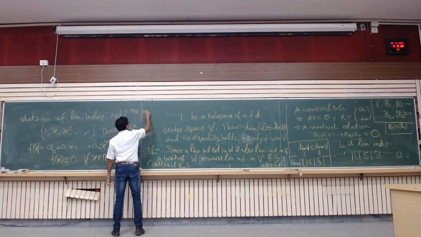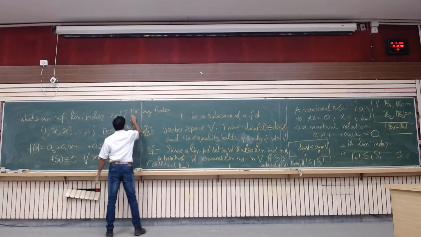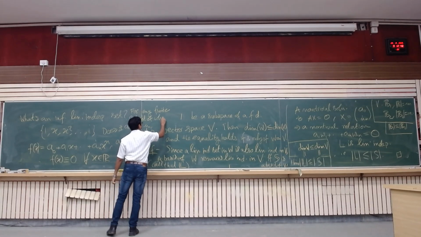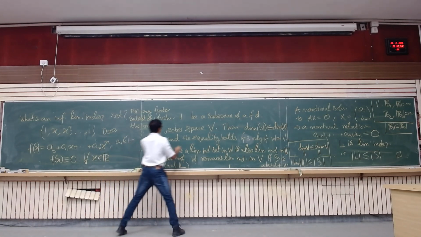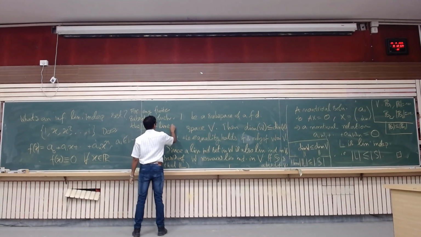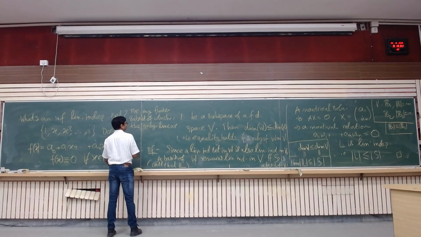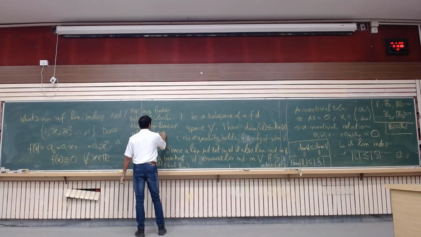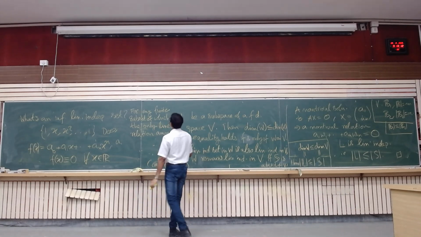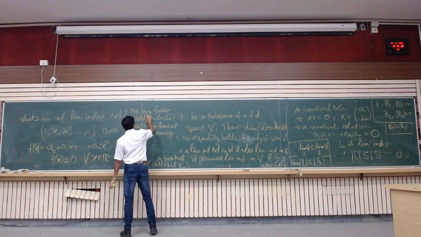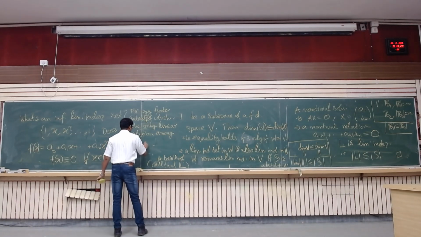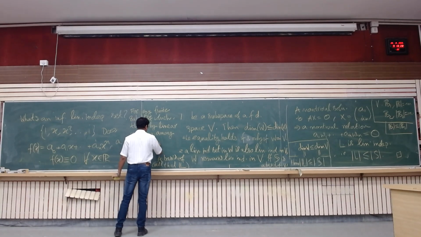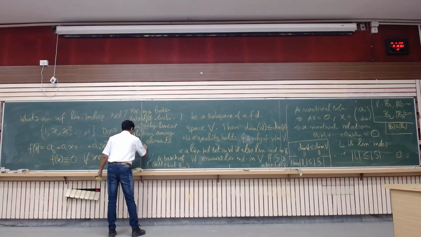For any finite subset, say S, the only linear relation among the elements of S is trivial.